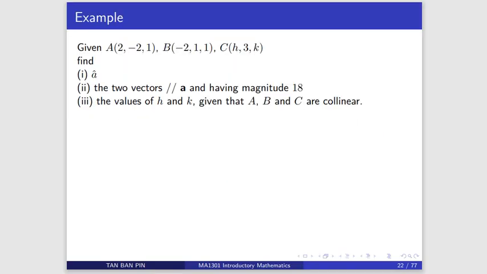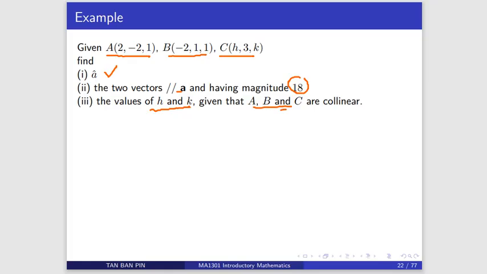In this example, we are given A is the point (2, -2, 1), B is the point (-2, 1, 1), C is the point (h, 3, k). We first find the unit vector parallel to A, cap A. Then after that, find two vectors parallel to A, having magnitude 18. And in part 3, find the values of h and k such that A, B, C are collinear.